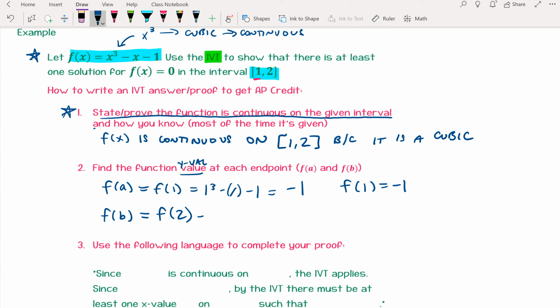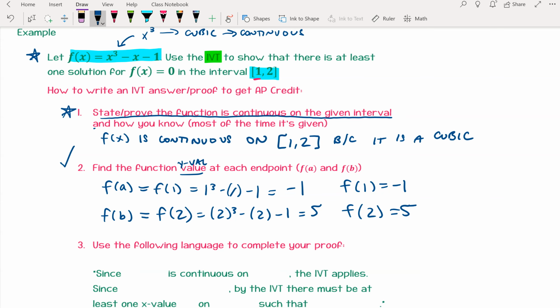And then f of 2 equals 2 cubed minus 2 minus 1. That's 8, minus 2 is 6, minus 1 is 5. f of 2 equals 5. Cool. We're done with step 2. Check. Find the function value at each endpoint.